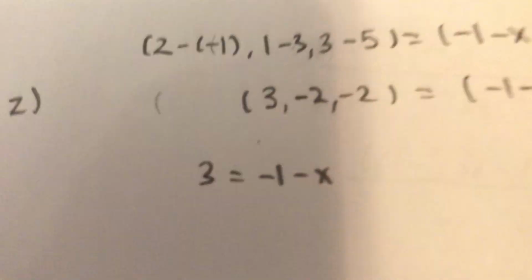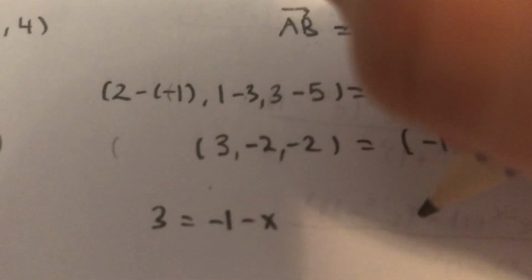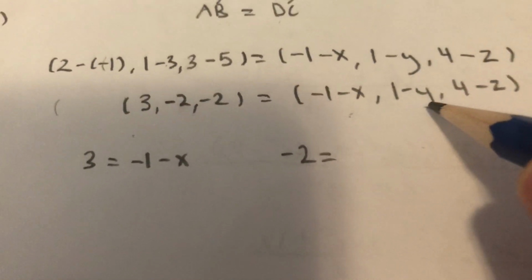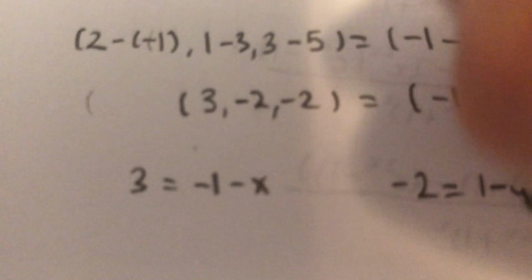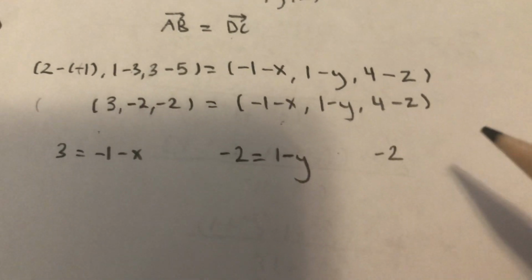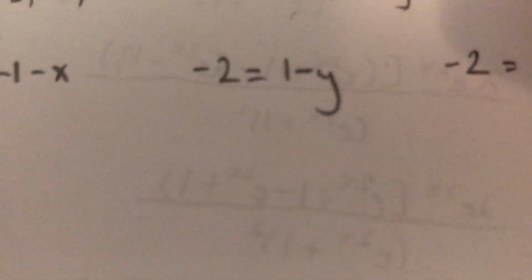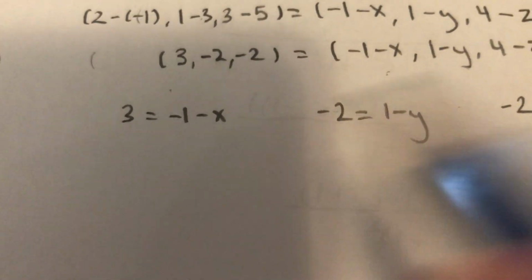So let's do that. We have 3 equals this, which is -1 minus x, and then we have the y, so -2, which should be set equal to the y value over here, which is 1 minus y. And then we have our z, which is also -2, and we should set that equal to the z value over here, which is 4 minus z. And now we just want to solve for each of them.